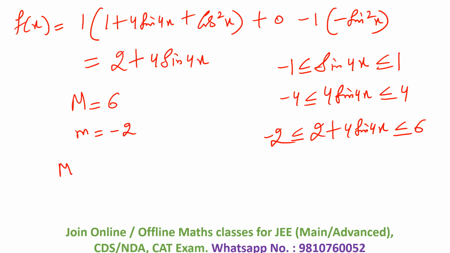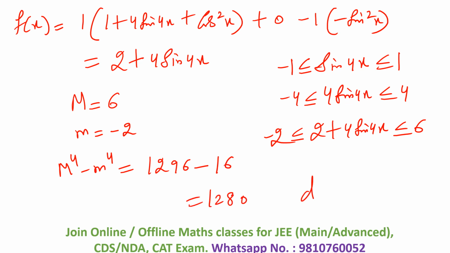And we have to calculate M to the power 4 minus small m to the power 4. So this is 1296 minus 16, and this is 1280. So that means option D is the correct one. Now, students, we move towards the next question.